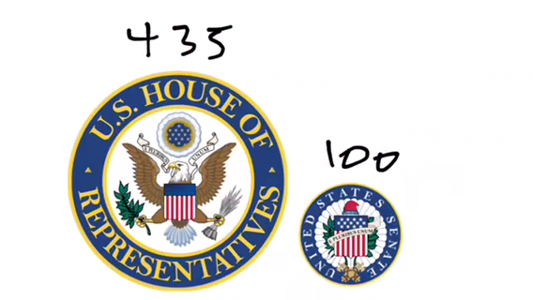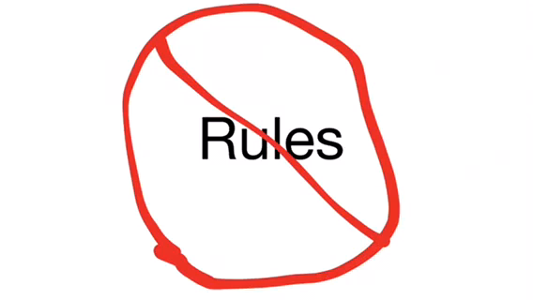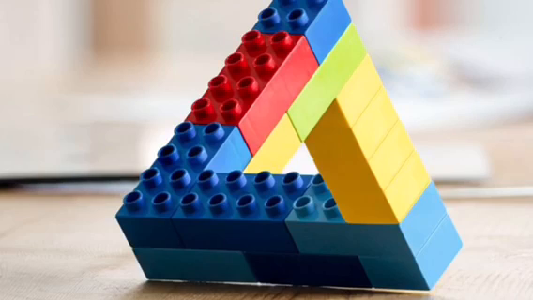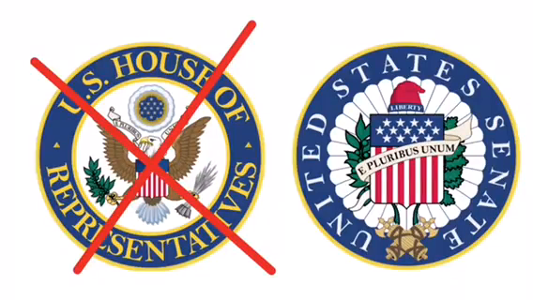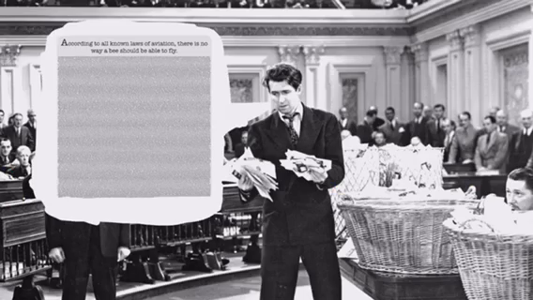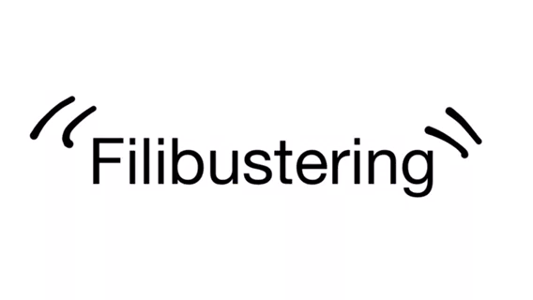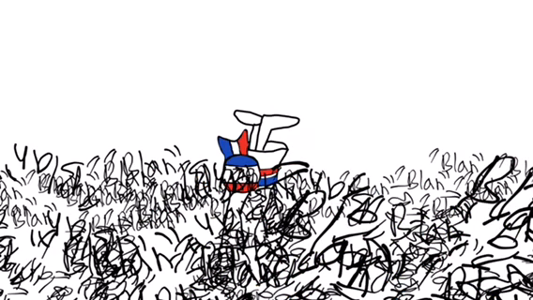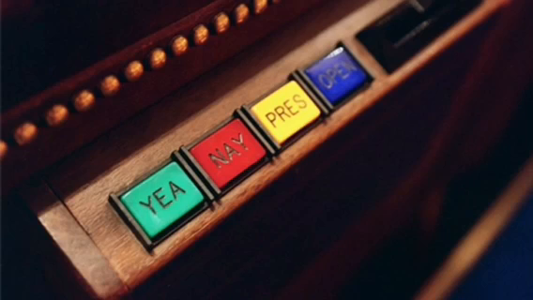The Senate, with its smaller size, has fewer rules than the House, which paradoxically makes it even more complicated. Unlike in the House, in the Senate you're allowed to talk for as long as you want, and it doesn't even have to be related. This is called filibustering. The idea behind filibustering is to kill a bill with words, to drown it out so it can never come up to a vote.